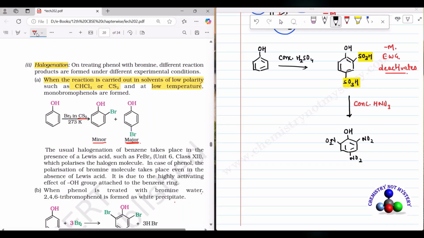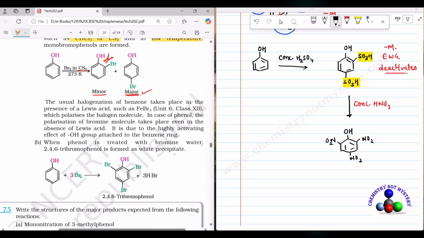Here para derivative is the major product of the reaction, while the ortho derivative is the minor product of the reaction. In ortho derivative, there is steric hindrance between OH group and Br. So that's why, due to steric hindrance, ortho derivative is a minor product, while in case of para derivative, there is no steric hindrance between OH and Br. So that's why it is the major product of the reaction.